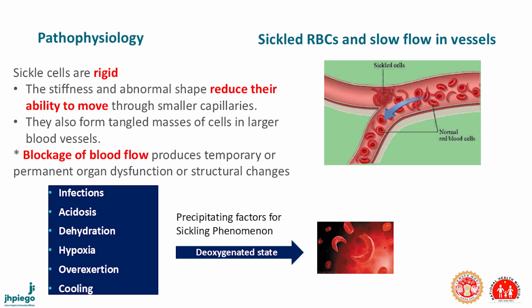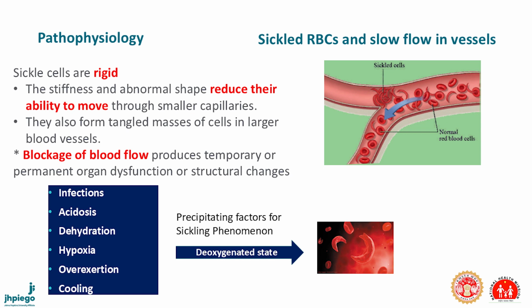Acidosis, an increase in blood acidity, can reduce hemoglobin's affinity for oxygen and promote sickling. Dehydration decreases blood volume, concentrates the blood, and increases viscosity, raising the likelihood of blockages. Overexertion increases oxygen demand and can contribute to dehydration. Additionally, cold temperatures can cause vasoconstriction, reducing blood flow and potentially triggering sickling. It's like a cascade of events that lead to this.